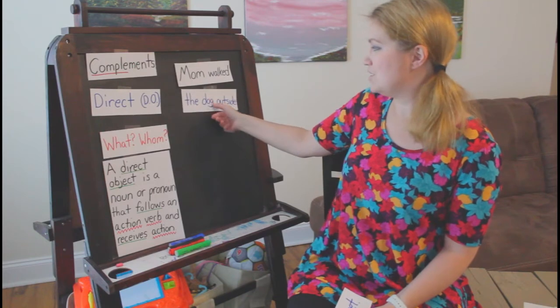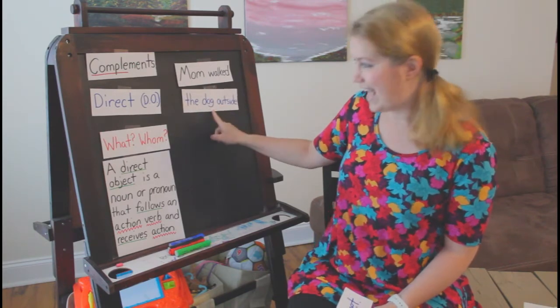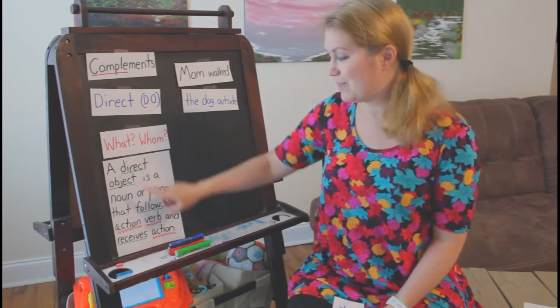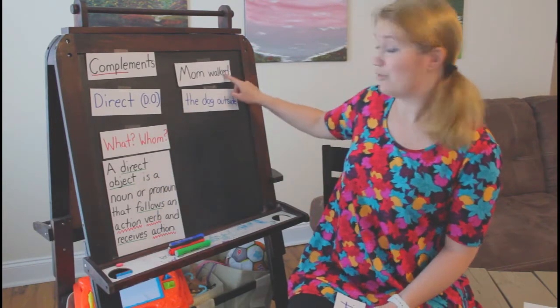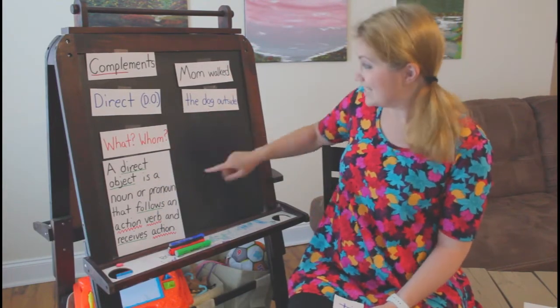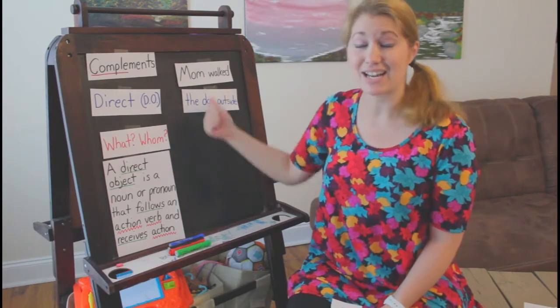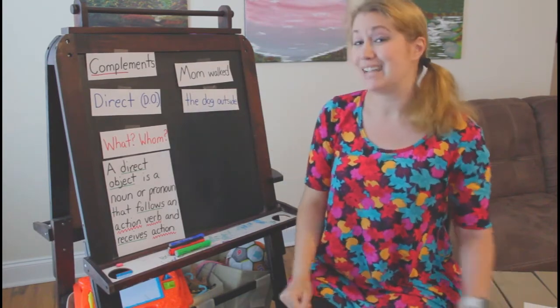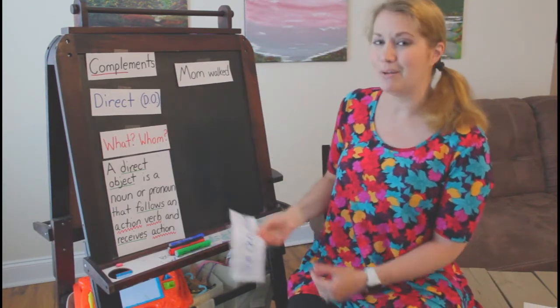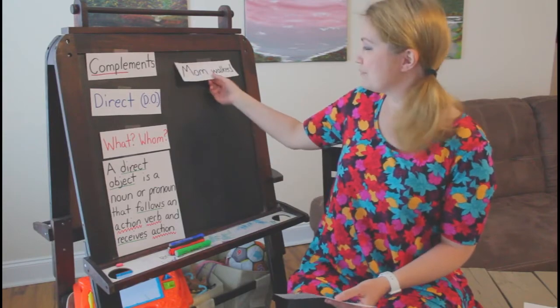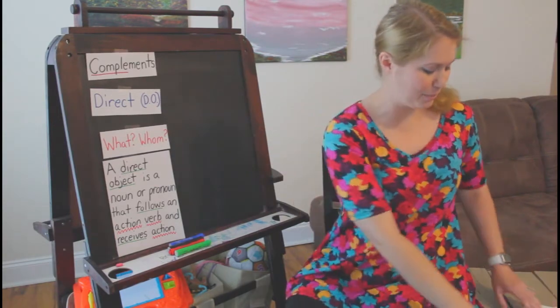Mom walked the dog outside. That gives us a direct object. It receives the action from that verb. The dog is receiving that action. It's able to walk. So that one does have a direct object. Go ahead and mark that one on your page too. Let's look at another one.